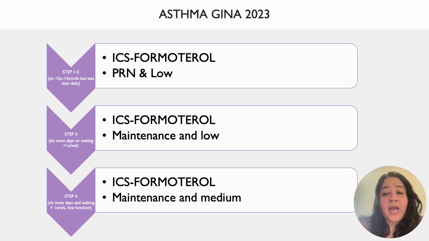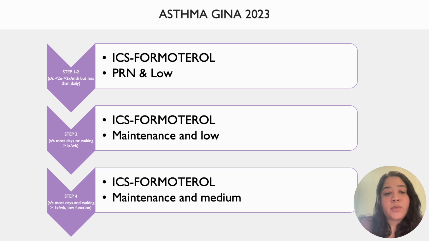There's also a second track that GINA 2023 offers, and the difference is that the second track in step 2, instead of doing the maintenance low dose combo, you would do an ICS alone as maintenance with a short acting as PRN. However, remember that I talked about knowing your first line treatment versus other options. Your first line treatment is going to be what's on this slide.